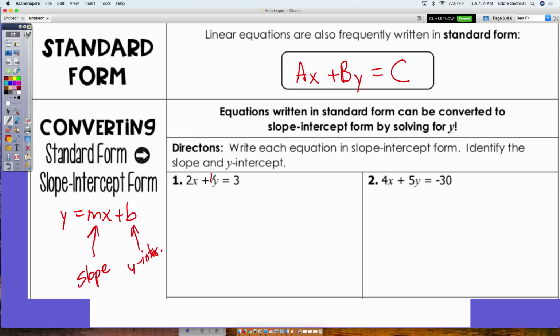Okay? So we're simply going to solve for y. In other words, we're going to take a standard form, which is 2x plus 1y equals 3, and we're going to change it to y equals mx plus b. Notice in our y equals mx plus b, the y is all by itself, just there by itself. So we need to get the y by itself. We need to do some work here, and we're going to solve a few of these, and then I'll let you do a few on your own.